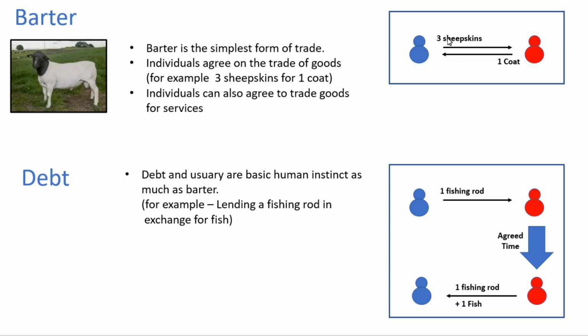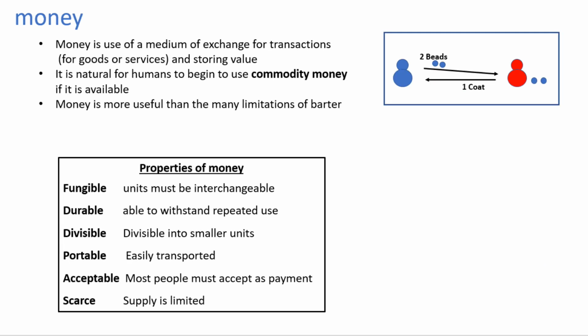So to start with barter: barter is the simplest form of trade, where, like in this example here, we've exchanged a coat for 3 sheepskins. And this is when humans are first evolving, and when you get groups of humans together throughout history, not necessarily as part of a large culture or a large society, barter's the first level of trade. And then debt is obviously a basic human instinct as well, where using memory you will borrow things off each other. So then money is the use of a medium of exchange for transactions and storing value.